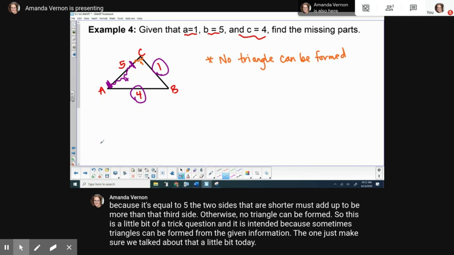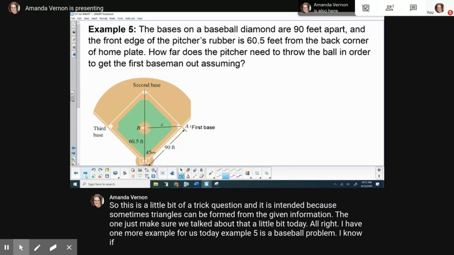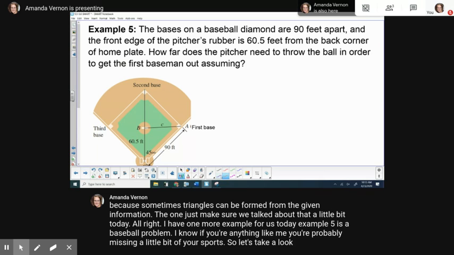All right, I have one more example for us today. Example 5 is a baseball problem. I know if you're anything like me, you're probably missing a little bit of your sports. So let's take a look at example 5.